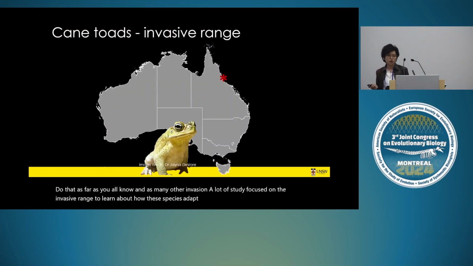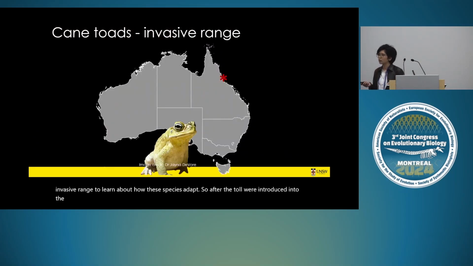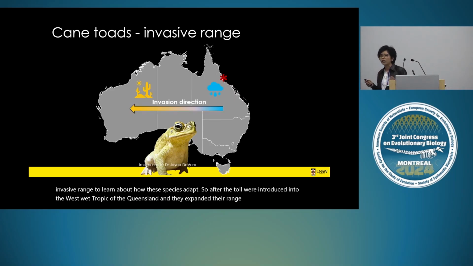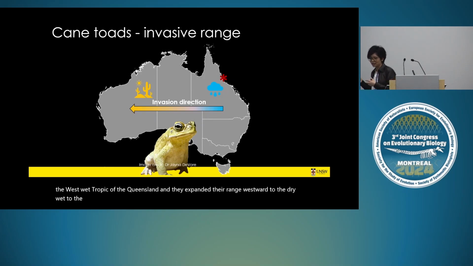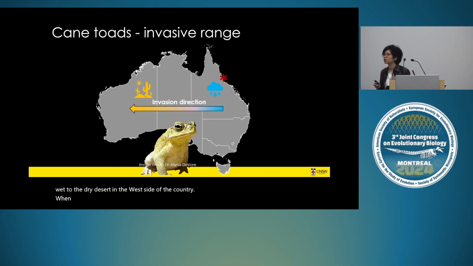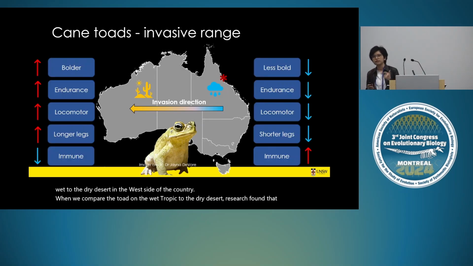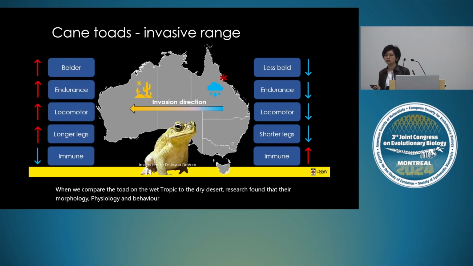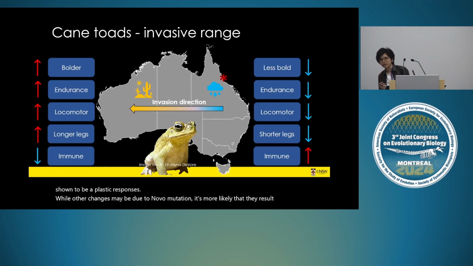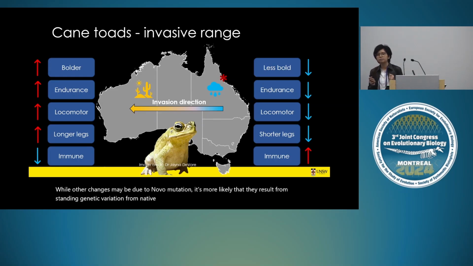After the toads were introduced into the wet tropics of Queensland, they expanded their range westward to the dry desert on the west side of the country. When we compare the toads in the wet tropics to the dry desert, research found that their morphology, physiology, and behavior differ a lot. Some of these changes have been shown to be plastic responses, while other changes may be due to novel mutation, but it's more likely that they result from standing genetic variation from the native range. That's why it's important to study toad genetics in the native range.